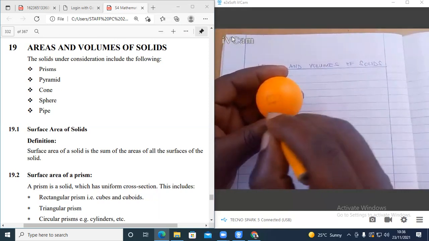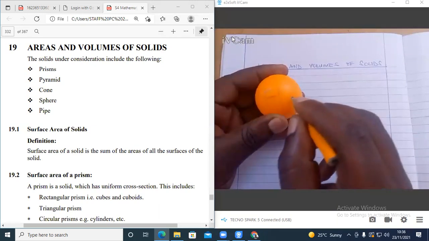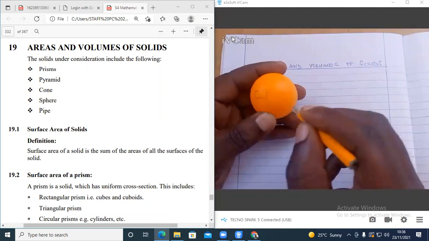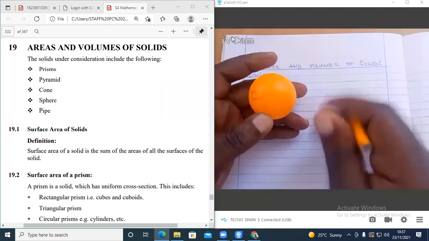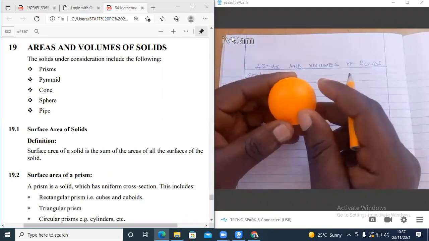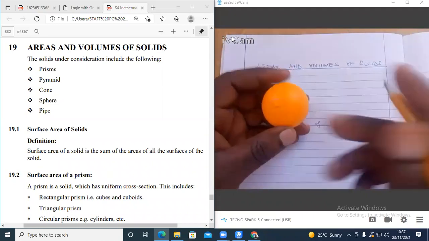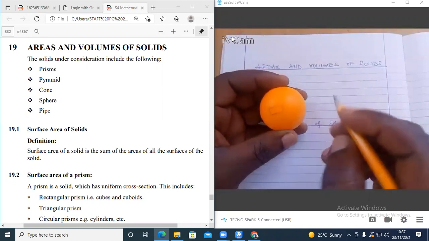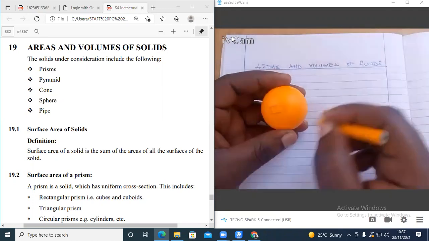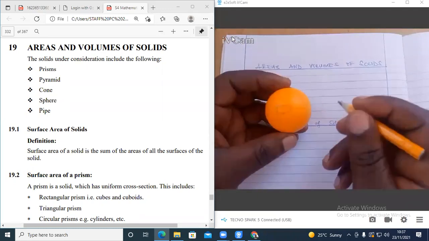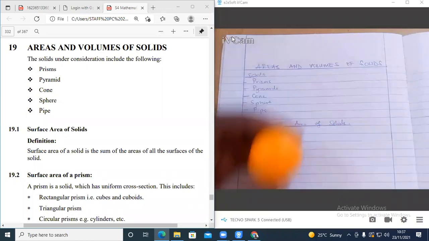And once you have the areas of very many of these small areas, then at the end, if you add up their areas, you are able to get the surface area of the whole solid. So we shall be looking at getting the area of one small thing here, and then we multiply by how many small areas there are, and then we add them up and we get the total surface area. That's what you know.